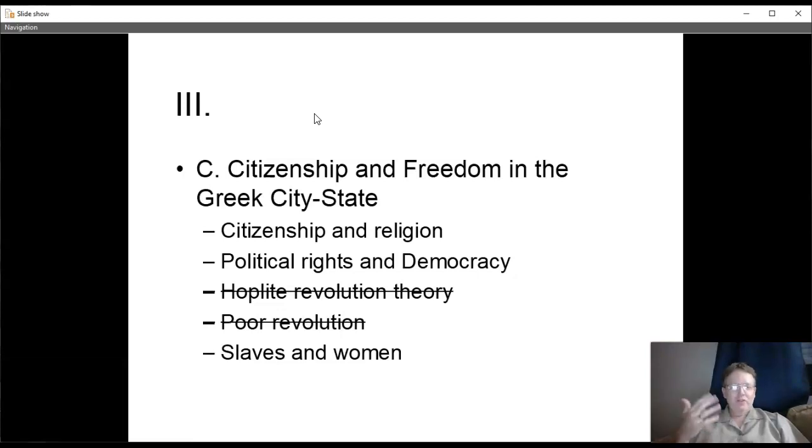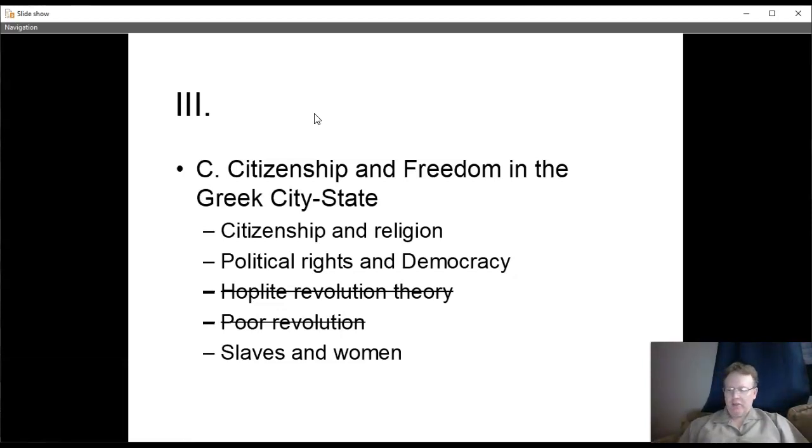So you ultimately end up in a society where everybody can vote, but only like 10% actually do, because only 10% are able to do it. So even the direct democracy is a little misleading. The truth is, the majority of people probably didn't participate directly, because they simply weren't able to do it. All right, and then we move to slaves and women.